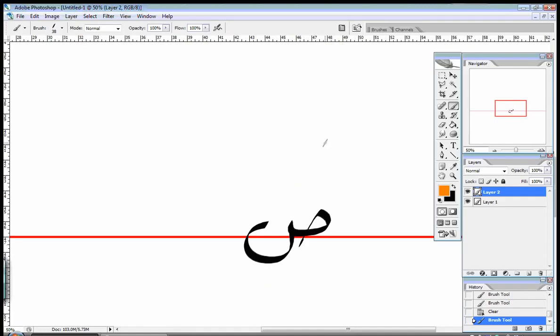So before I move on to how we write that in the word, I'm going to show you the next letter because they're the same in shape. You just add the dot. So the next letter is Daad.